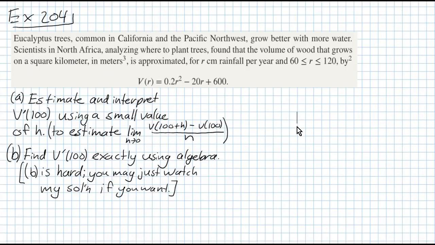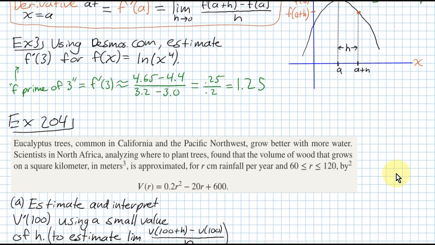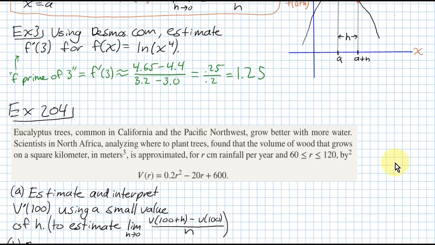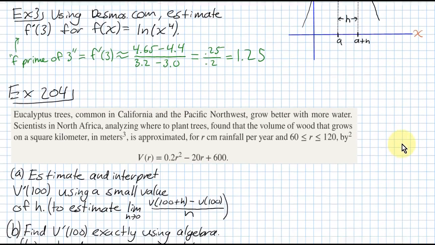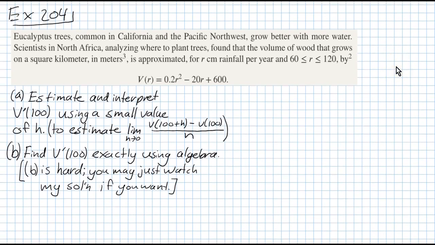Here is our next example, and I just gave up on numbering them correctly because I started with example 3. I never did examples 1 and 2. So I figured I might as well name them whatever I want. So we're doing example 204, and this one is about eucalyptus trees, which generally grow better with more water.